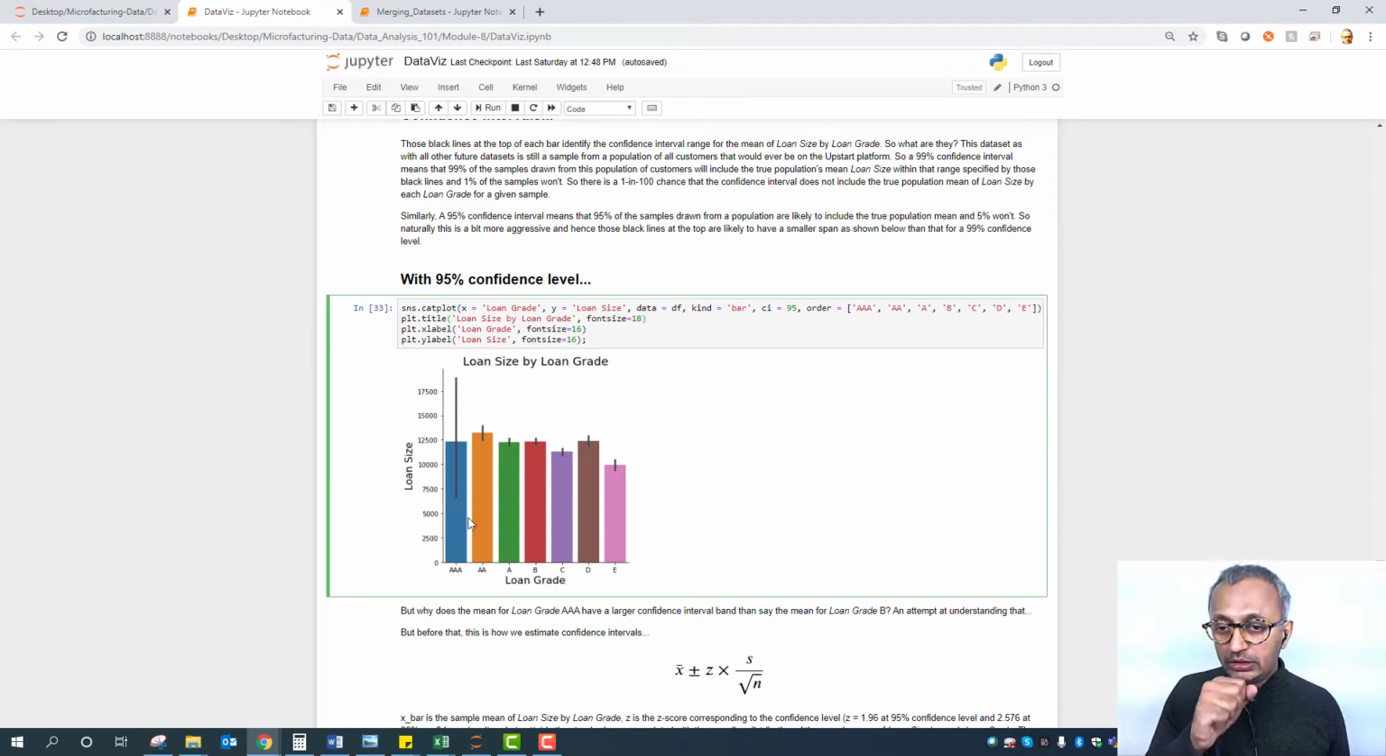If you want to be more certain, and you want a band which is going to capture the population mean 99% of the time, then of course you're going to have a taller band.